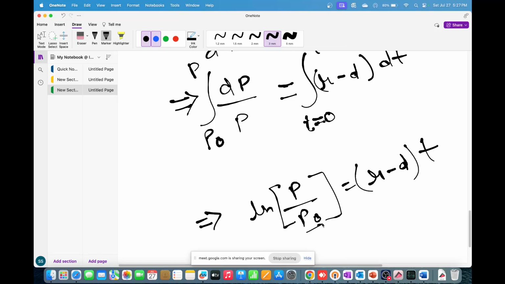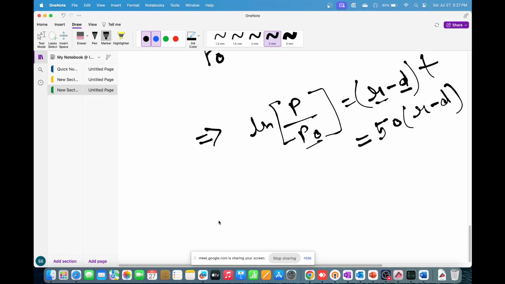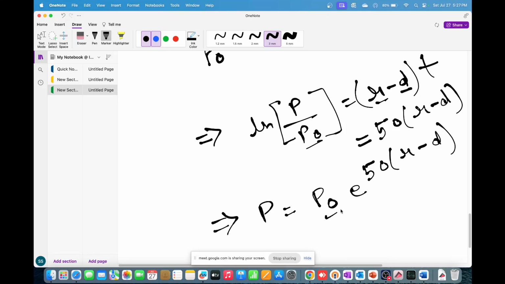So you have the value of p naught, you have the values of r and d because these are constants, and at time t equal to 50, you just replace 50 here. So 50 into (r minus d). Now if you want to further simplify it, you take an exponential. So p equal to p naught e to the power 50 into (r minus d). Now you substitute the values of p naught, r and d, and you get the population p at time t equal to 50. It's quite fairly simple.